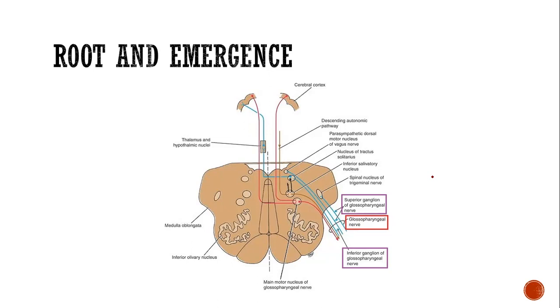And as far as the emergence is concerned, you must have covered the brainstem by now. So you know that the glossopharyngeal nerve is the superior-most emerging, from the junction between the inferior cerebellar peduncle and the olive.